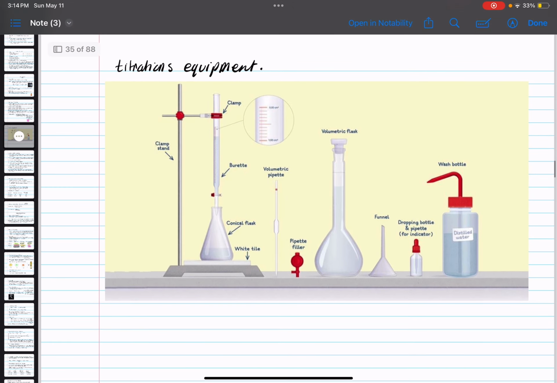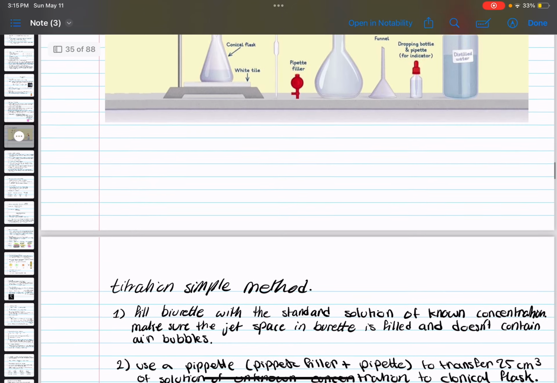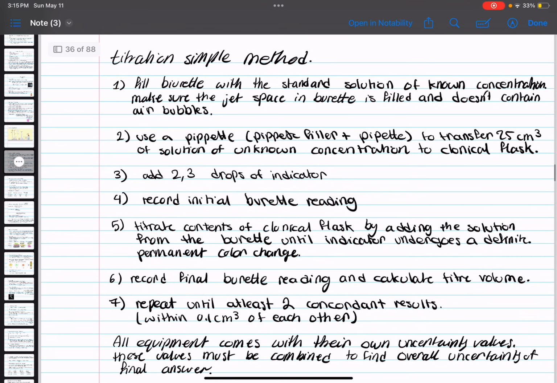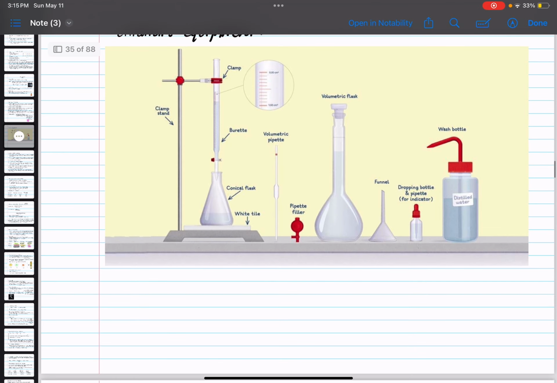And then we have titration equipment. You have a clamp, a clamp stand, a burette, which is the thing the acid goes in, a conical flask, a white tile to observe the color more clearly, a volumetric pipette, a pipette filler, a volumetric flask, a funnel, a dropping bottle and pipette for the indicator, and the wash bottle that contains distilled water.